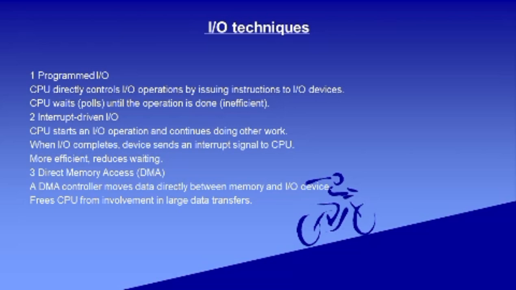The third one is direct memory access, the acronym is DMA, where a DMA controller moves data directly between memory and input or output devices. So whenever data is passing between the memory and the input or output devices, the DMA controller does that, and it frees the CPU from involvement in large data transfers.